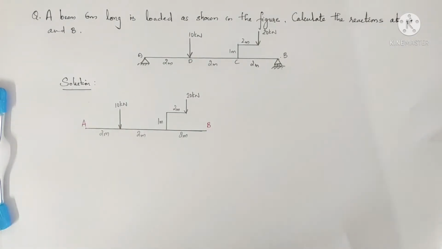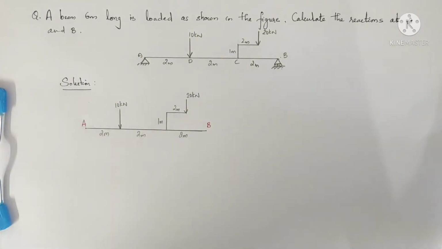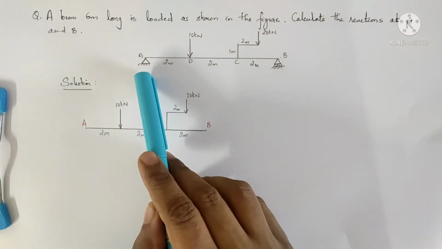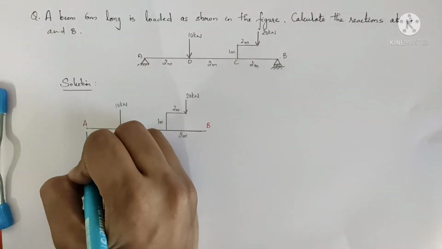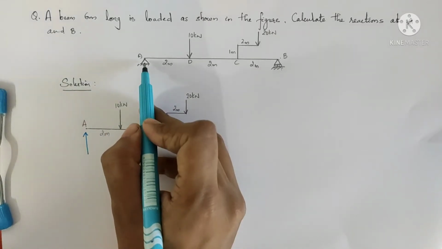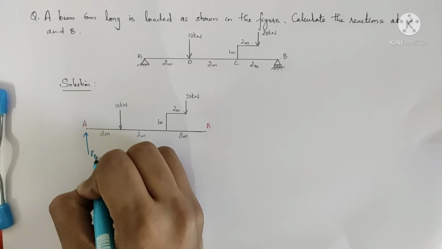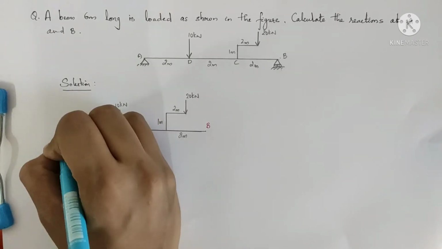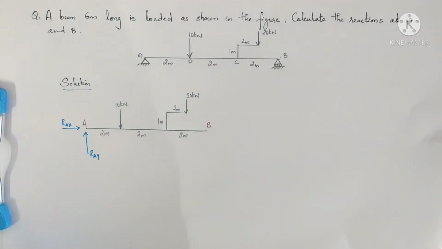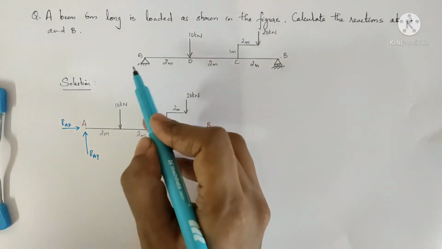We all know the different types of support. There is fixed support, hinge support, roller support, etc. We also know the corresponding reactions. So here we have the hinge support. We shall draw the reactions for hinge support at end A. So here there is RAY and RAX. RAY in the vertical direction, RAX in the horizontal direction. So we have drawn that.